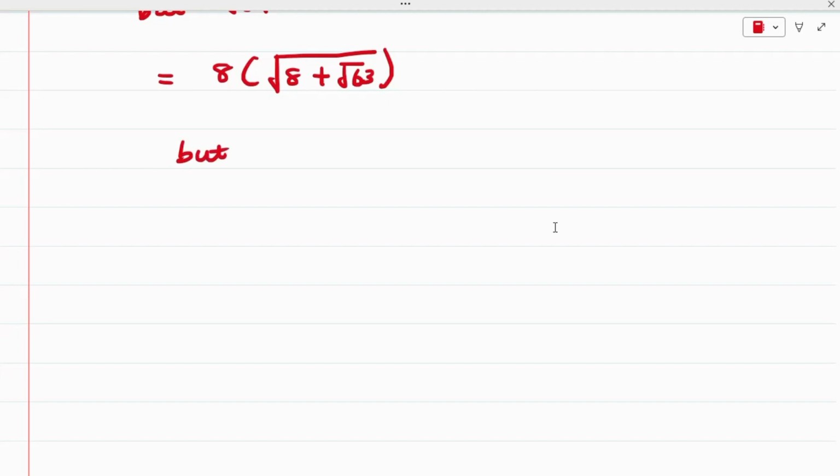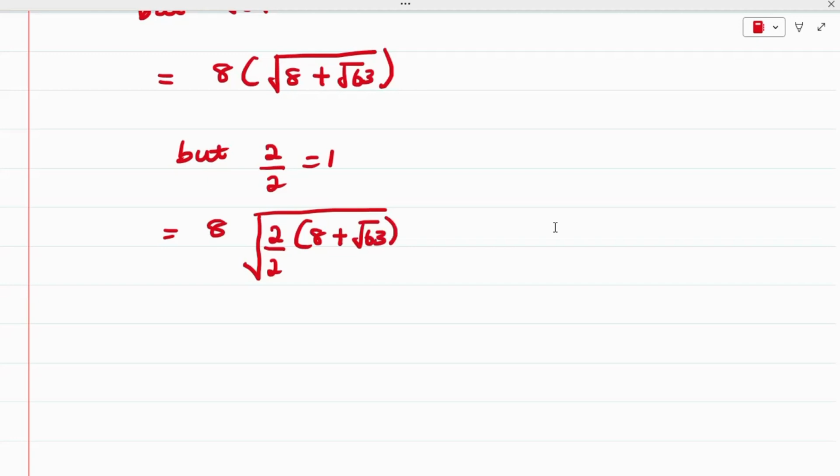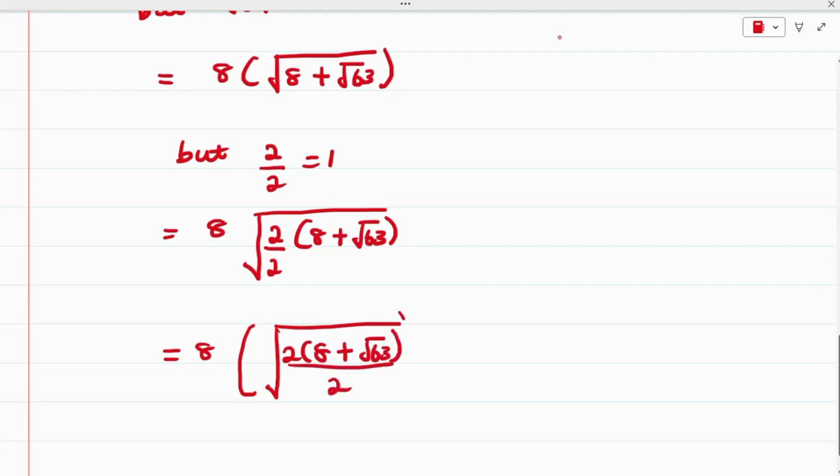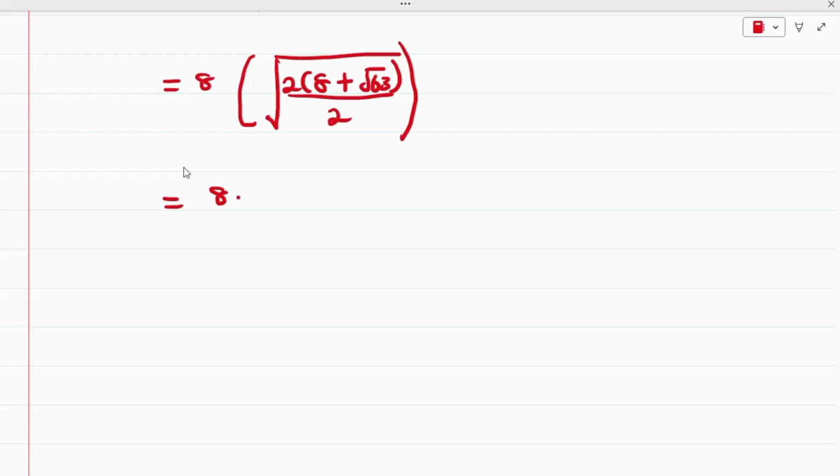63. But we know that 2 divided by 2 is equal to 1. So we have this to be equal to 8 multiplied by the square root of what? 2 over 2 times 8 plus the square root of what? 63. So this is equal to 8 multiplied by the square root of 2 multiplied by 8 plus the square root of 63 divided by what? 2. So we have this to be equal to 8 multiplied by the square root of 2 multiplied by 8 is 16 plus 2 multiplied by the root of 63, we have this to be 2 times the square root of 63 divided by what?